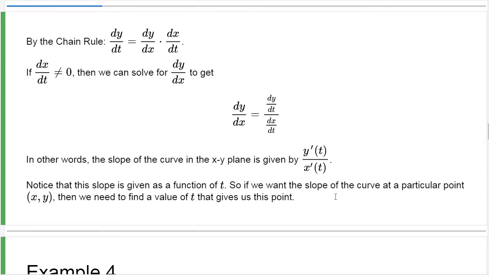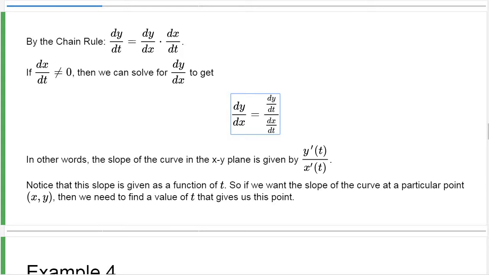The way we're going to do that is with the chain rule. So I'm after dy dx, and the chain rule says that if y is a function of x and x is a function of t, the derivative of y with respect to t is equal to the derivative of y with respect to x times the derivative of x with respect to t. And as long as the dx dt is not 0, we can solve that for dy dx. Just divide both sides by the derivative of x with respect to t, and we get this relationship.